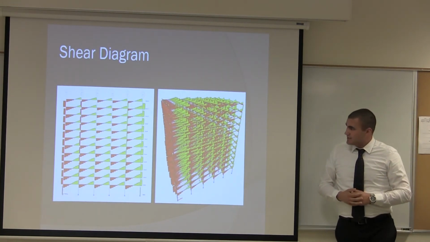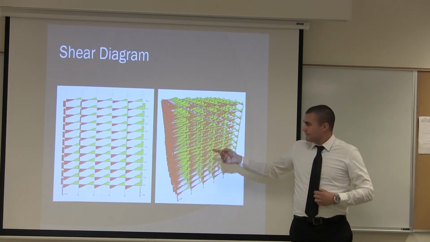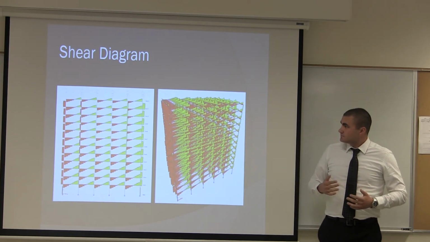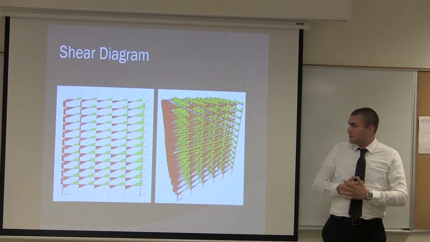Our shear diagram, we see a similar trend. We have the steps going on that the other group had. But again, it's what we expected on the shear.